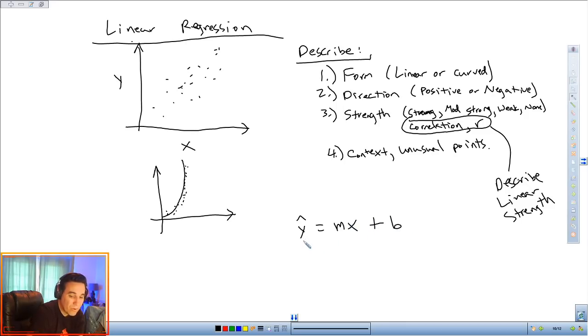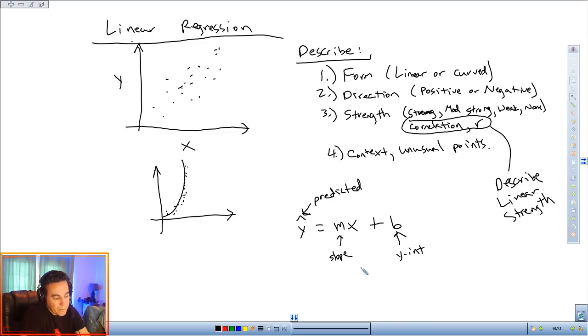Remember, I don't like you to write y and x. It's better for you to write the actual variables, write within words. Don't forget, this is predicted. So on an FRQ, if you forget the hat, they might punish you down to a partial from an essentially correct. So don't forget the hat on your predicted. And this is your slope, and this is your y-intercept.